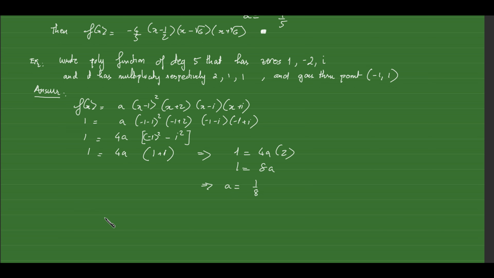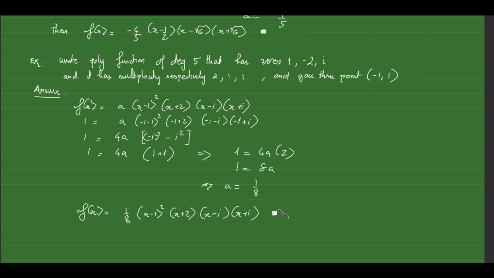Okay, then your function will be what? f of x equals 1 over 8 times x minus 1 squared, x plus 2, and x minus i, x plus i. There you go. So that will be your final answer.